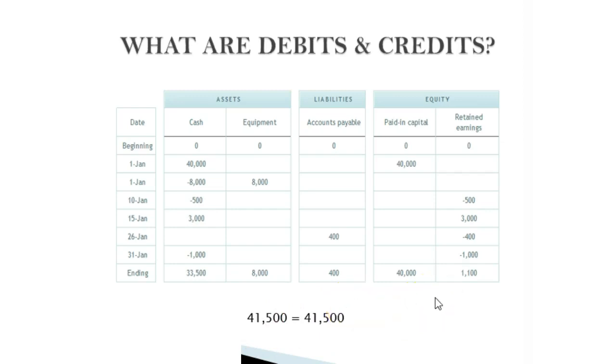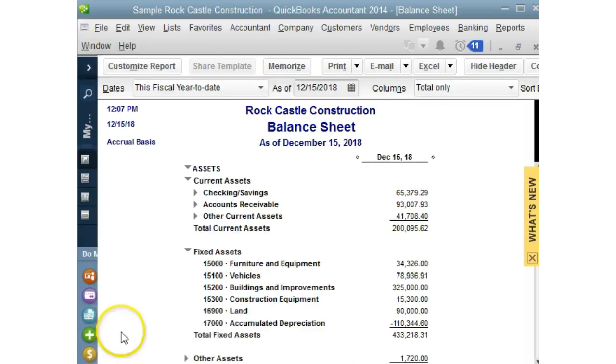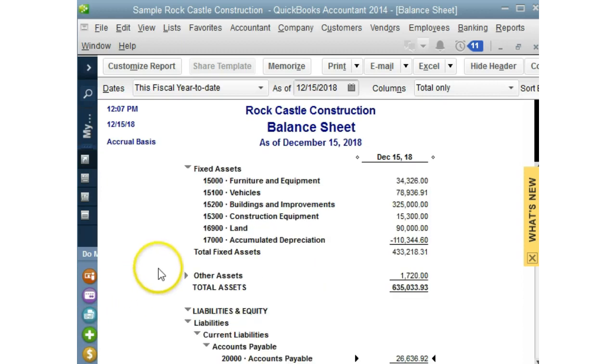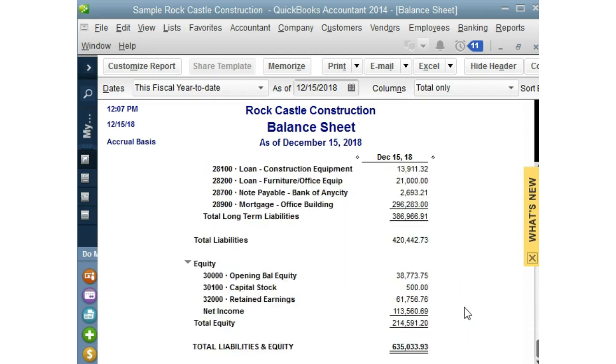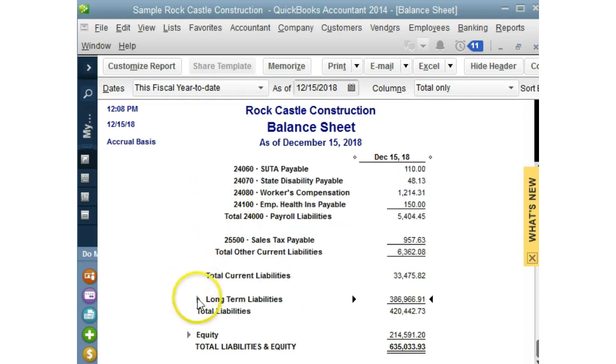Now let's take a look at this in the balance sheet in QuickBooks. At the balance sheet, let's take a look at our assets. In this balance sheet, total assets equals $635,033.93. This number should be equal to our liabilities and owner's equity. Let's take a look at that. Let's go all the way to the bottom. And it is. It's $635,033.93. So let's make this smaller.